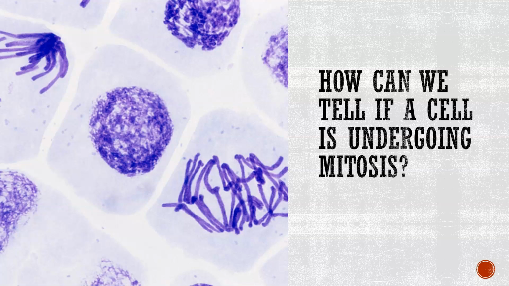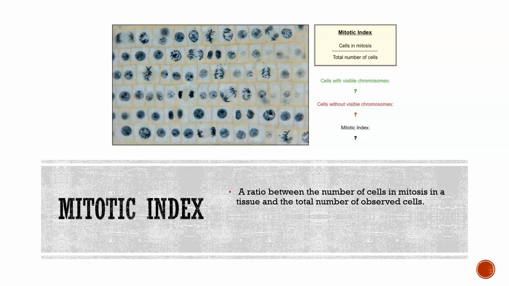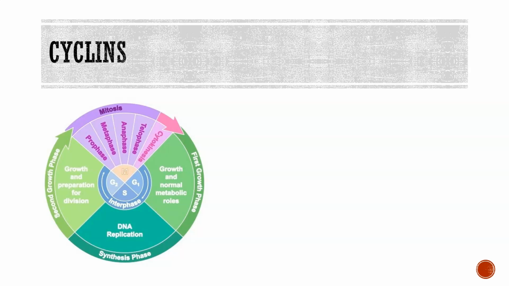How can we tell if a cell is undergoing mitosis? We're going to look at this under the microscope soon. We've got a ratio between the number of cells in mitosis in tissue and the total number of observed cells. We can see our mitotic index up there and how we would work that out. The mitotic index is the number of cells in mitosis divided by the total number of cells.